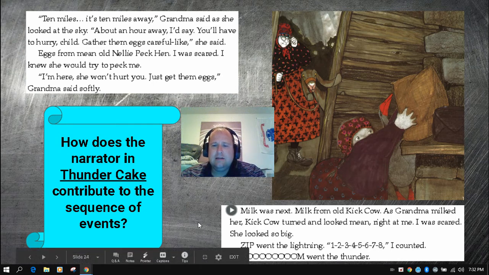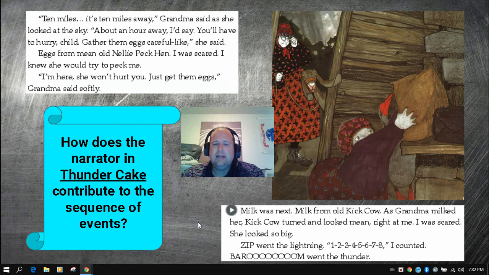Milk was next. Milk from old Kit Cow. As Grandma milked her, Kit Cow turned and looked mean right at me. I was scared. She looked so big. Zip went the lightning. 1, 2, 3, 4, 5, 6, 7, 8. I counted. Baroom went the thunder.